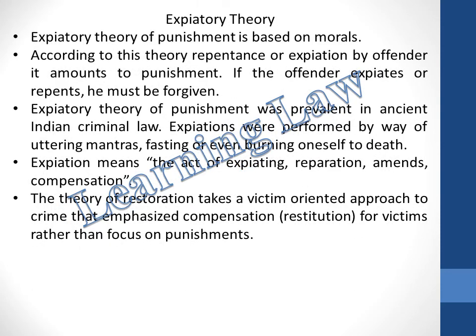So the last theory of punishment is the expiatory theory. The expiatory theory of punishment is based on morals. According to this theory, repentance or expiation by the offender amounts to punishment. So if a person repents for the offense he has committed, or expiates, it amounts to punishment. If the offender expiates or repents, he must be forgiven. So whenever a person expiates or repents, that offender has to be forgiven.